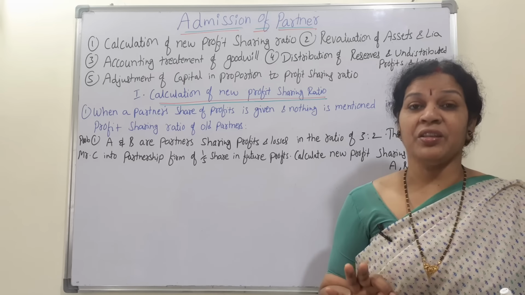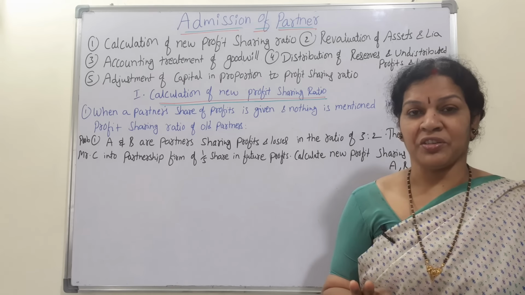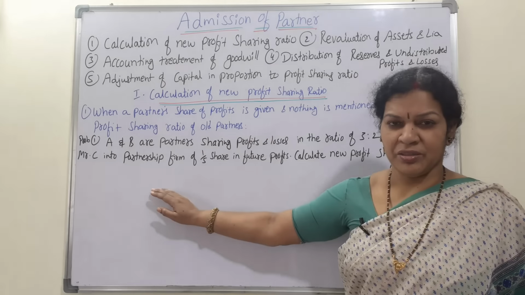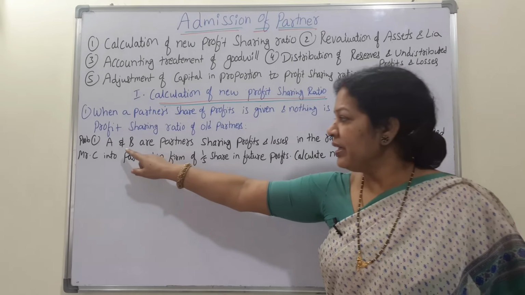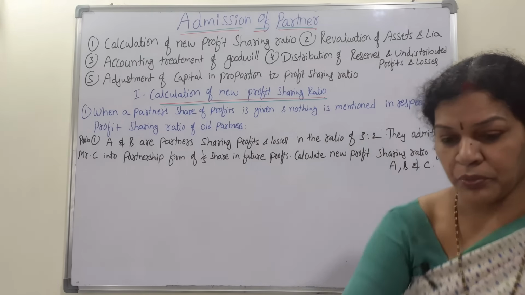In such cases, how do we calculate the profit and loss ratio? For this I have taken a simple problem. Here is the problem. A and B are partners sharing profits and losses in the ratio of 3:2.